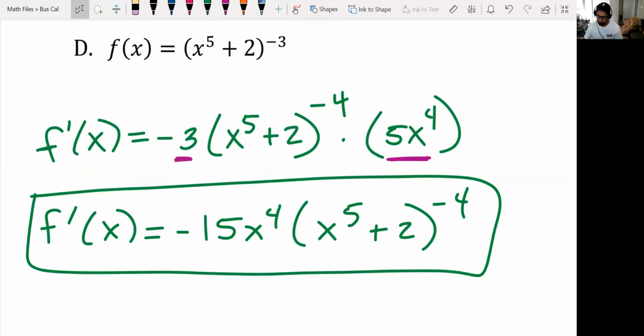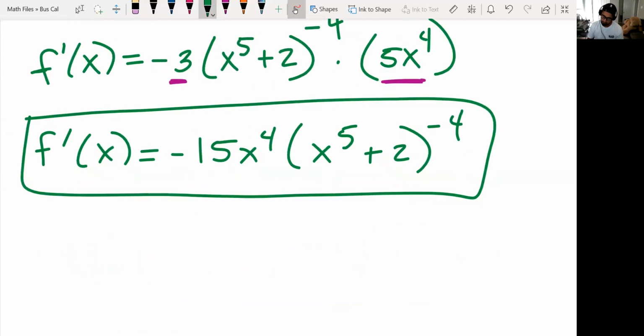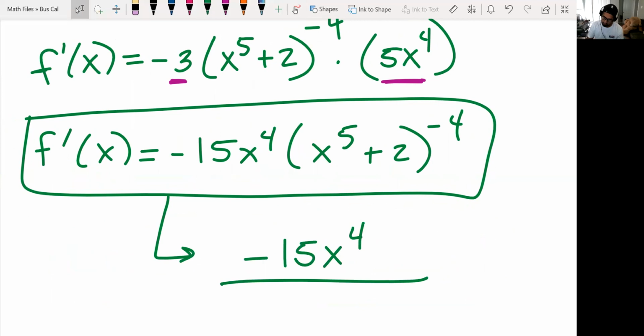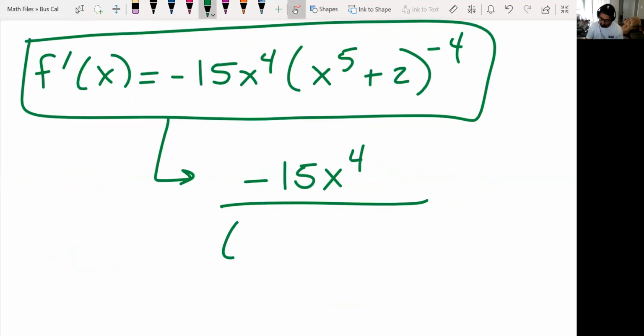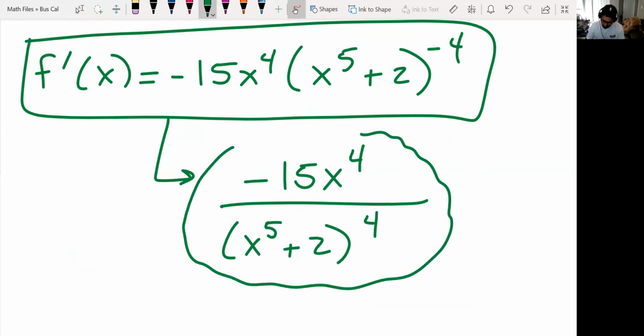Good answer, but the MyMathLab answer might make you rewrite it as -15x to the 4th over (x to the 5th plus 2) to the 4th. Okay.